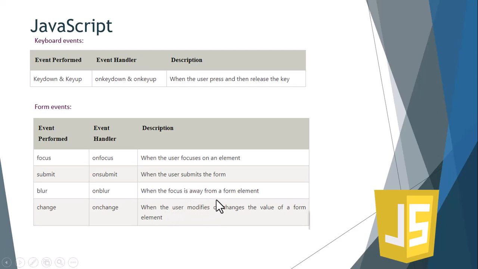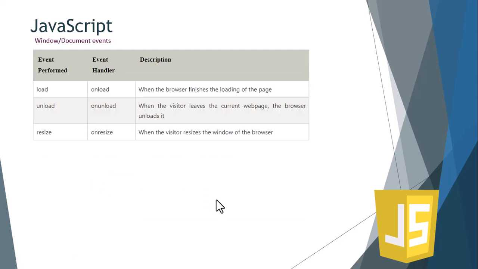The next thing now, we have the window and document events. For the events performed, we have load, unload, and resize. The event handlers for each of these are onload, when the browser finishes the loading of the page, onunload, when the visitor leaves the current page and the browser unloads, and onresize, when the visitor resizes the window of the browser.